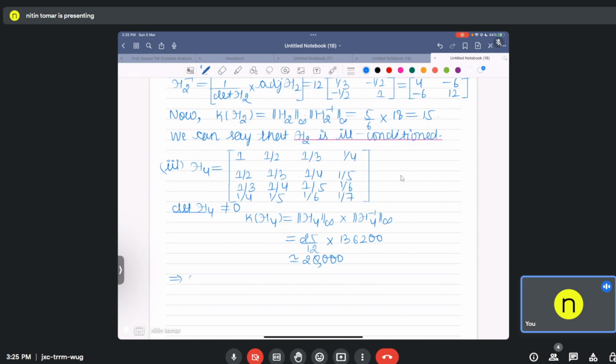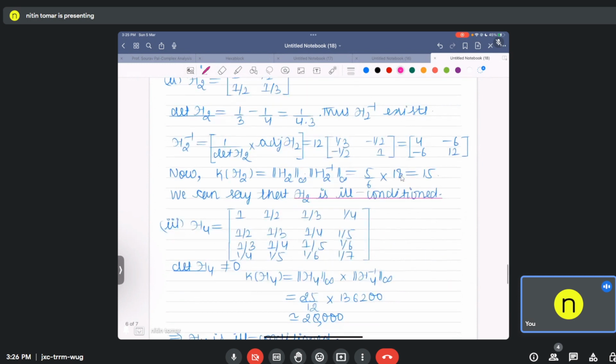So this is one significant property of this Hilbert space matrix: though they are invertible matrices, they are very ill conditioned. It has certain uses, but as far as the condition number goes, the Hilbert matrices are very ill conditioned.